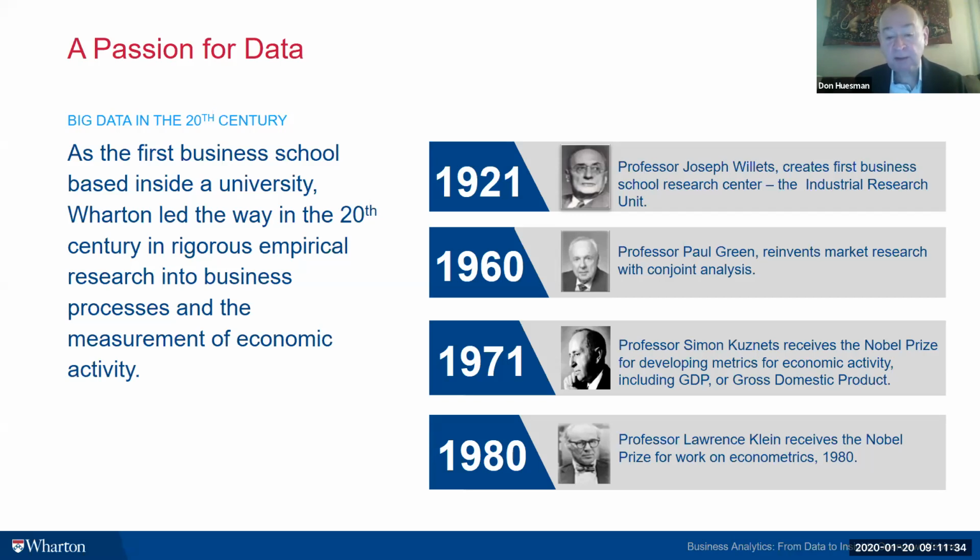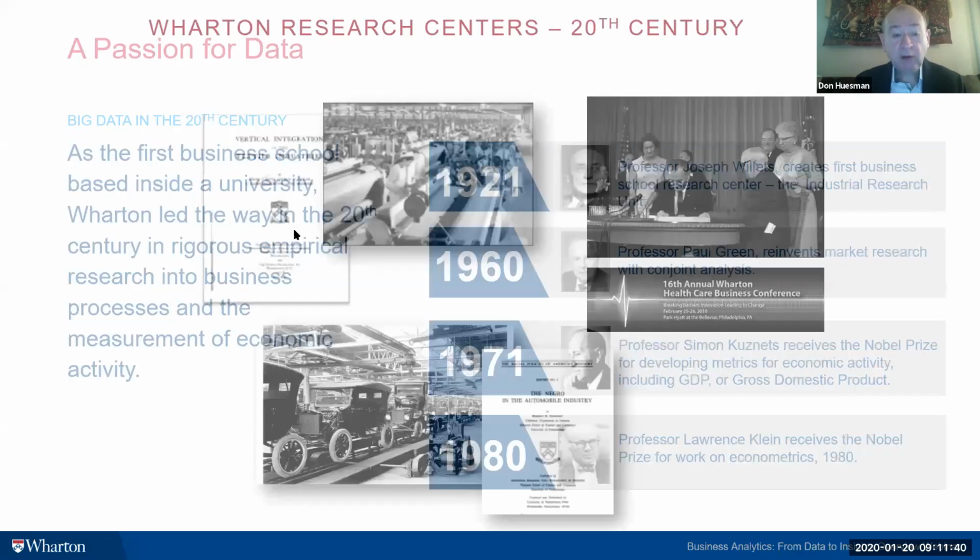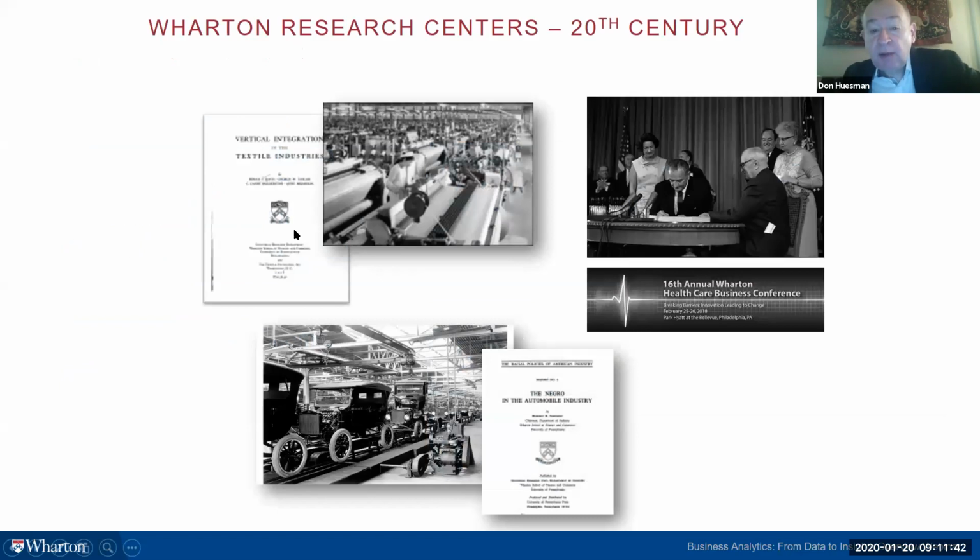So the field of econometrics emerged out of these empirical studies in the 20th century. All of those research centers published. The objective has always been to make a change in practice. And in that regard, we've studied everything from healthcare through manufacturing, through the impact on race relations in the country as a result of changes in business processes.